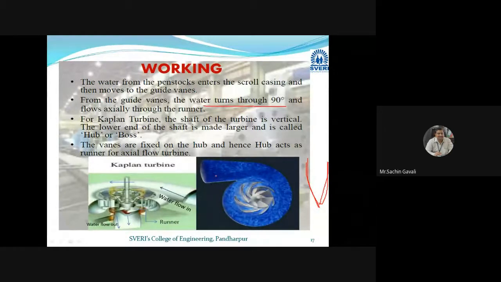So this is the animation. These are the blades, propeller shaft, spiral casing. So water impacts on those adjustable blades. This is the propeller shaft, and this shaft is made of what? Here it is like a hub. So hub means what? Generally these blades are mounted on it, and it is made larger at the bottom side, at the lower end. It's called a hub. The vanes are fixed on the hub and hence the hub acts as a runner.